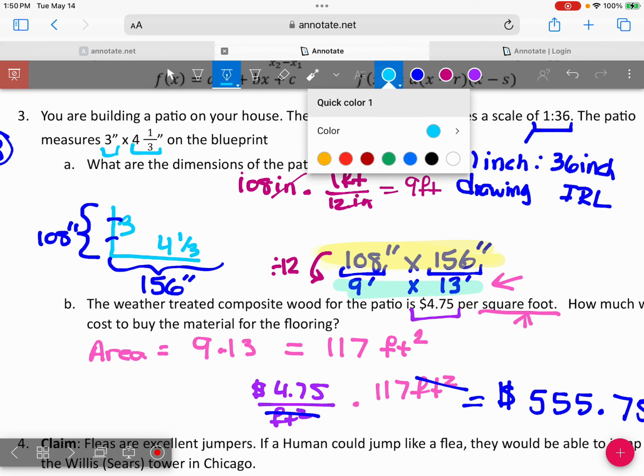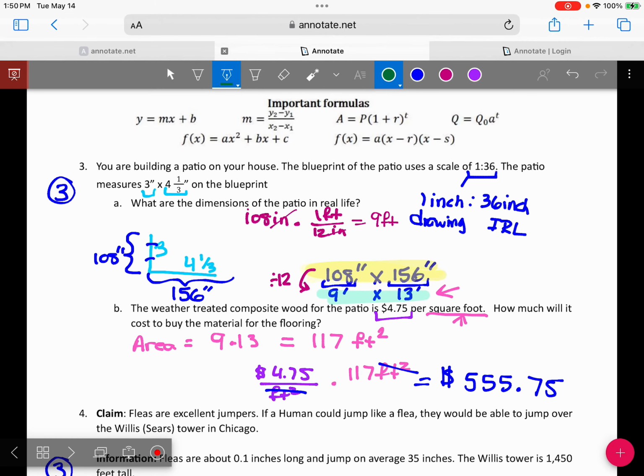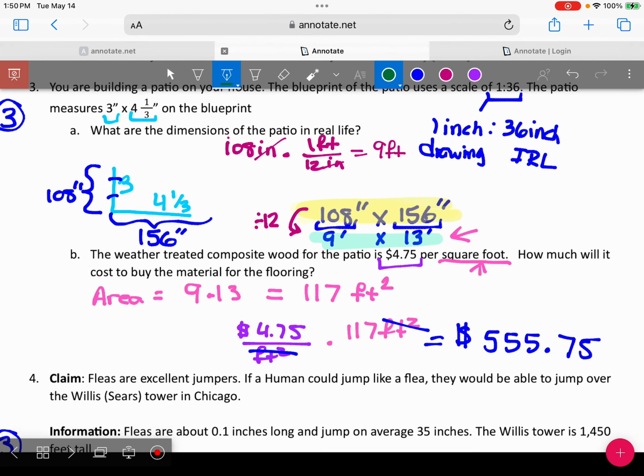And I will also change my light blue out for a darker color. There we go. Okay, good questions, guys, good questions.